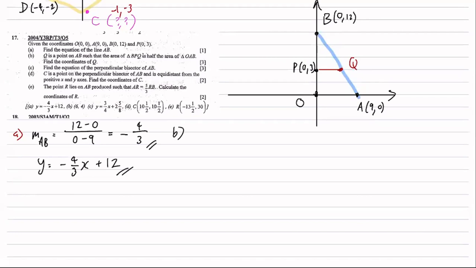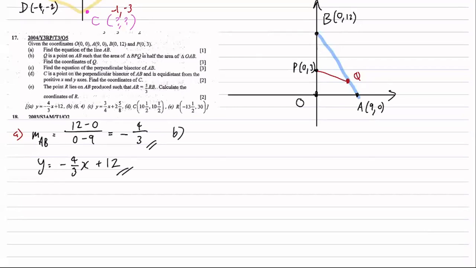Actually, let me think a little bit. Might not be so simple. Q is a point on AB such that the area of triangle BPQ is half the area of triangle OAB. Well, there's a possibility that it's not horizontal. We can't assume that. What if it isn't? What if it's somewhere like this? That could be point Q, right? But in any case, let's just pretend that's point Q.